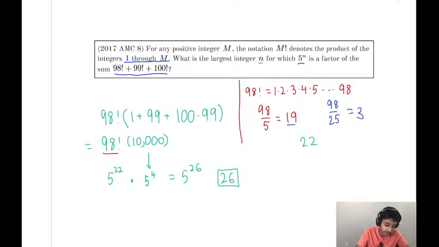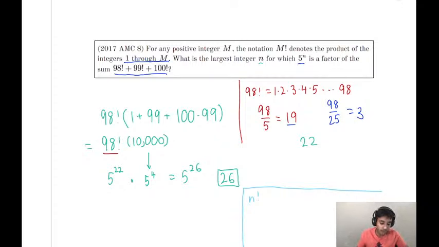So in general, if you have a number n factorial, so this is separate from the problem, let's say you want to find how many factors of a number k there are in n factorial. Or better phrased, basically what power of k is the maximum that divides n factorial.